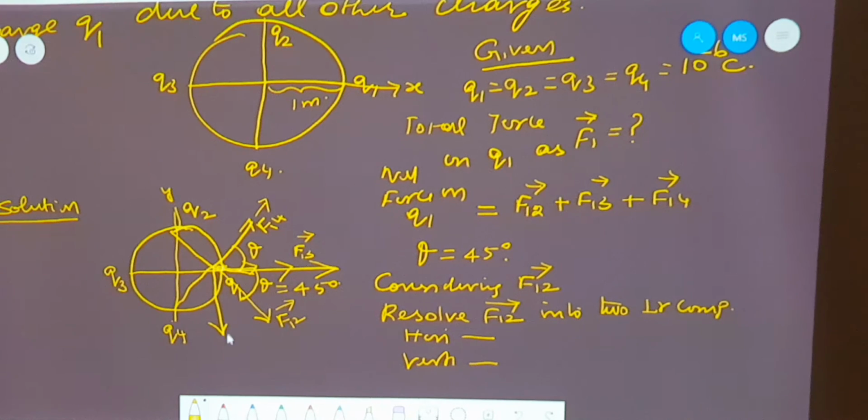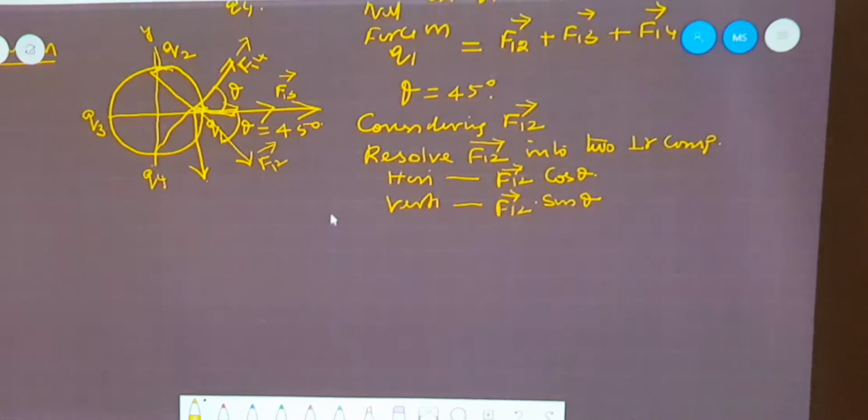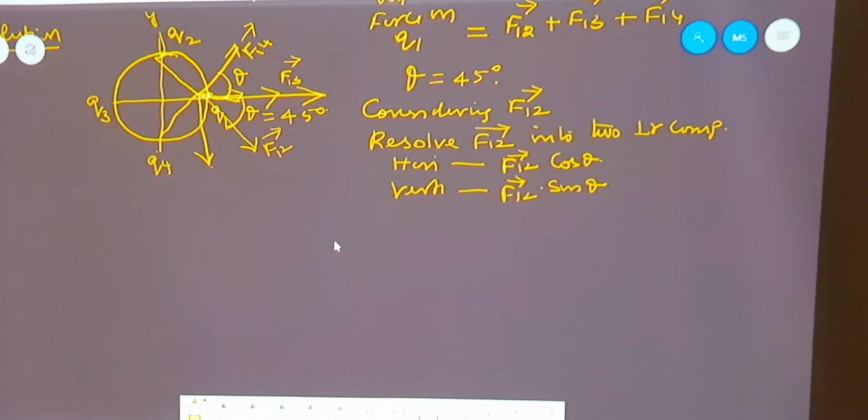See, this vertical direction is opposite to this theta. So this vertical component is F12 vector multiplied with sine theta. What is this? This F12 horizontal component is adjacent to this angle theta. So the horizontal component is F12 vector into cos theta. Similarly, you consider F14 vector.